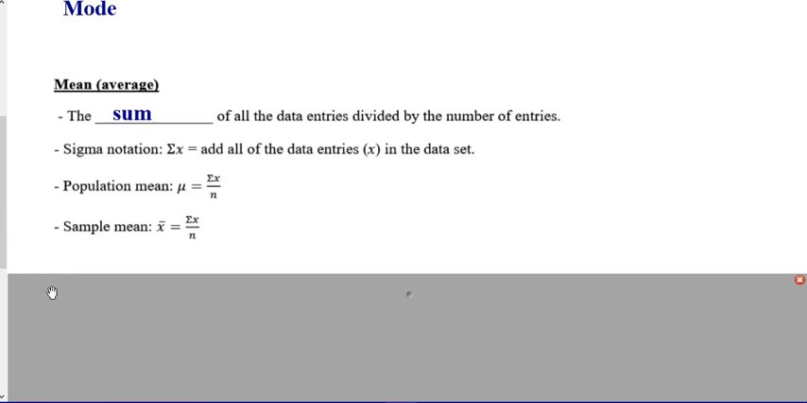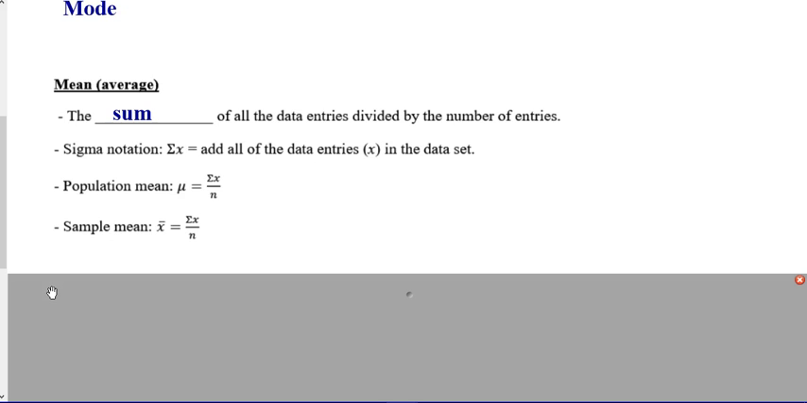So the mean. This is what most people in everyday life are talking about when they say the word average. Now all central tendencies are averages. Mean, median, and mode are all averages. But the one everyday people use in lay conversation, when they say, oh, my bowling average, my batting average, that is the mean. It's the sum of all the data divided by the number of entries.